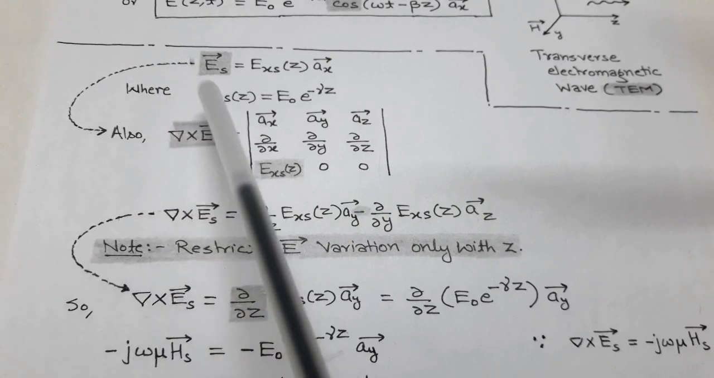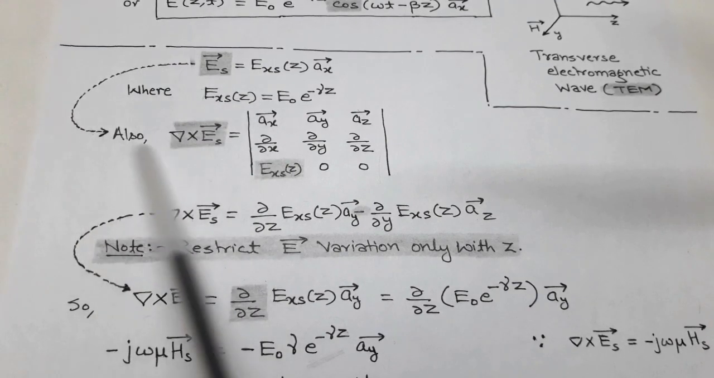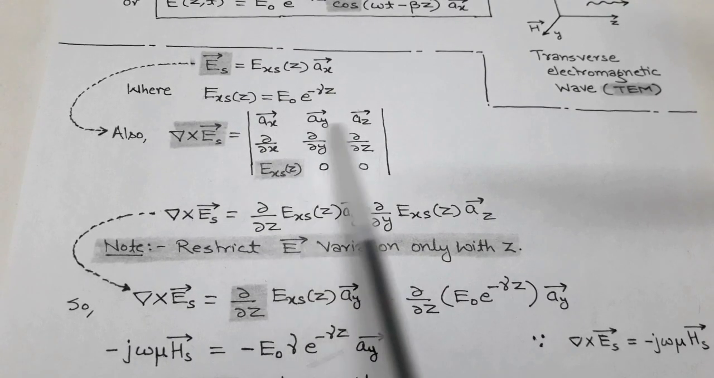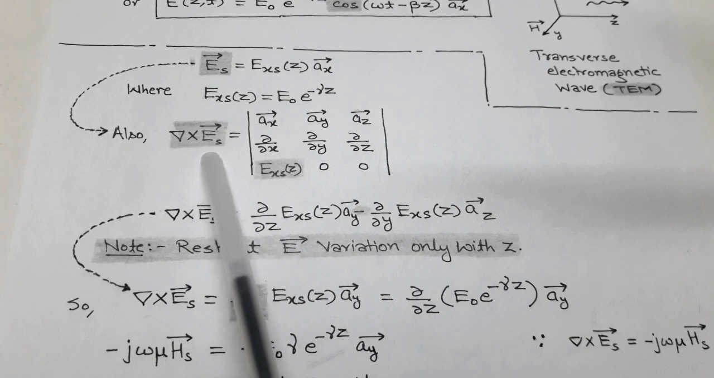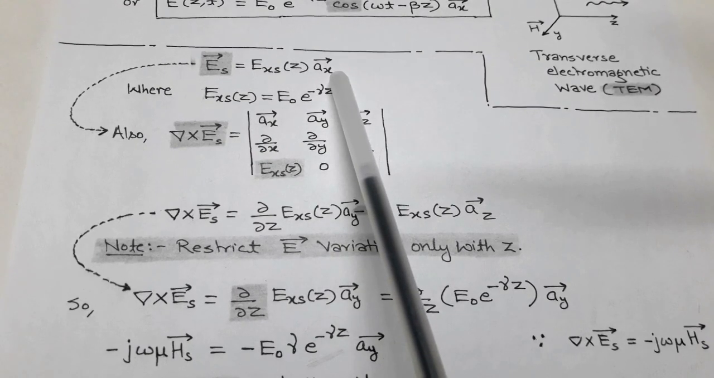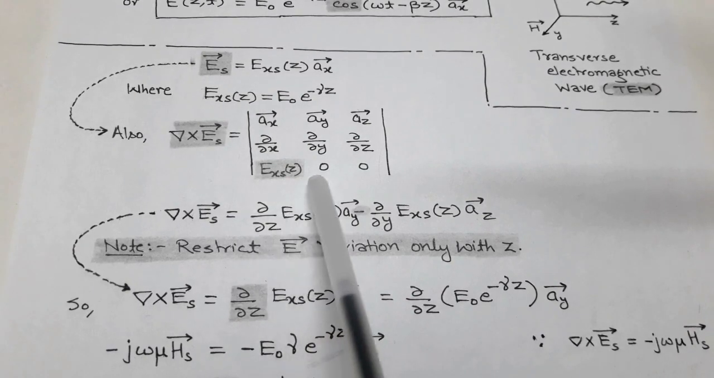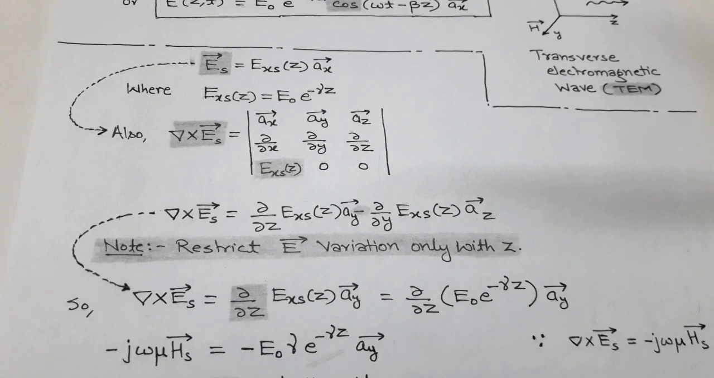Now to obtain the intrinsic impedance of the wave, which is a characteristic of the electromagnetic wave, we take the curl of the electric field. The curl of the electric field is del cross E vector, and it equals, in matrix form, the first row for unit vectors, the second row for ∂/∂x, ∂/∂y, ∂/∂z, and the third row for the components of E. Here the electric field is directed towards the x direction, so it has only an x component, Exs as a function of z. After taking the curl of the E vector, we get two components: the first towards the y direction and the second towards the z direction.